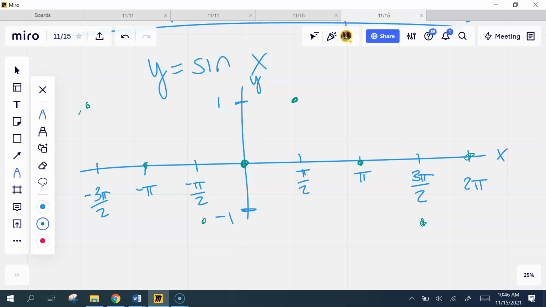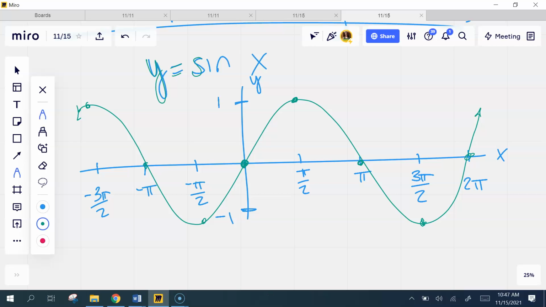But I really hope you see why these values are what they are now. Everything's important. So, of course, my domain is all real numbers. My range is what? -1 to 1 inclusive.